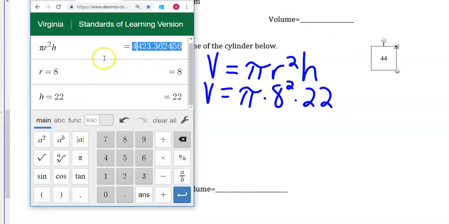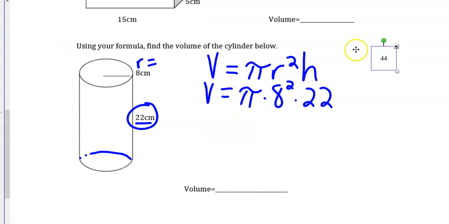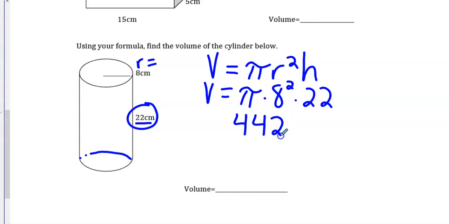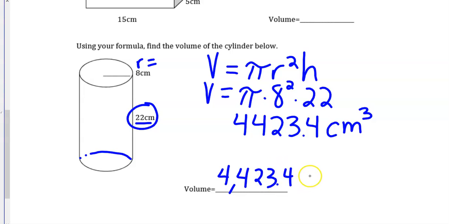Let's go back to the Desmos. I didn't quite grab it all. So our answer is not just 44, but our answer is going to be 4,423. We'll round it to the nearest tenth. So 4,423.4. And our units are centimeters. And since this is volume again, we have 3 different dimensions that we're multiplying. So this is going to be cubic units. So our volume on the line, 4,423 and 4/10 centimeters cubed.